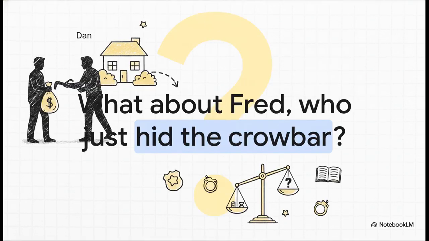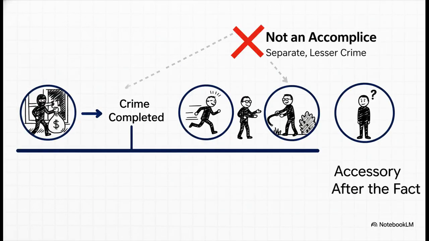Okay, now let's turn to Fred. Dan does the crime, leaves, and then he goes over to Fred's house and asks him to hide the evidence. What's Fred's role in all of this? Fred's actions all happened after the burglary and battery were completely over. He knew Dan had done something bad, and he acted specifically to help him avoid punishment by hiding that crowbar. He is not an accomplice to the original crimes. He's guilty of that separate and lesser crime of being an accessory after the fact.